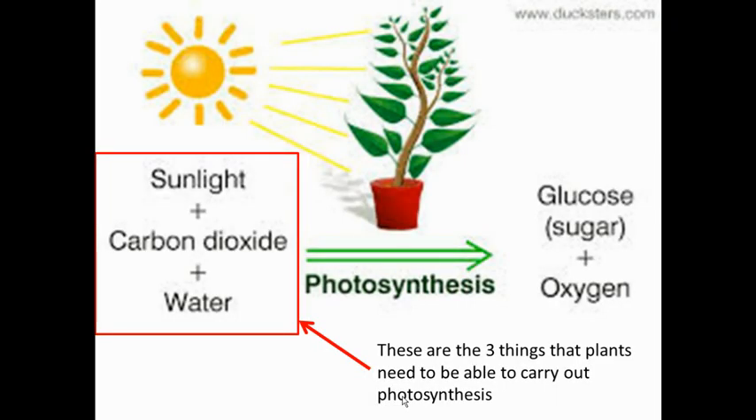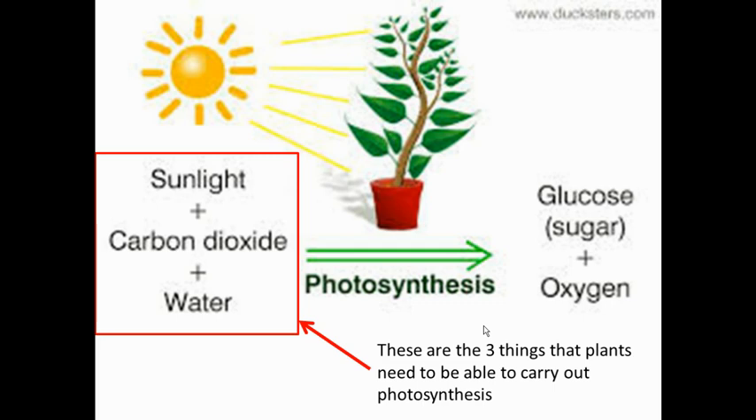Plants need to carry out a process called photosynthesis. That's where they use the sunlight in order to make their food. You can actually see it in the word photosynthesis. Photo means light, so sunlight. And to synthesize something is to make something. So photosynthesis means making something out of light.